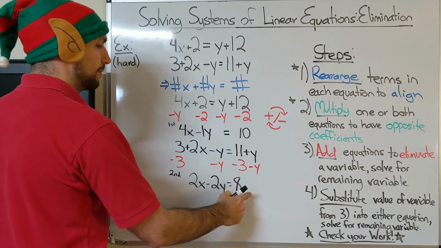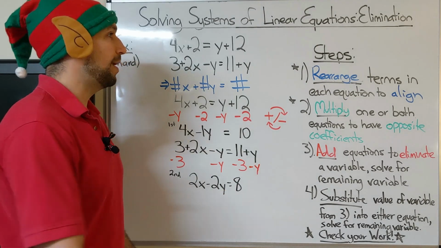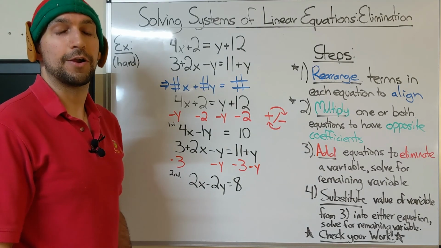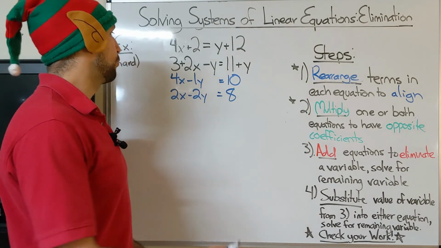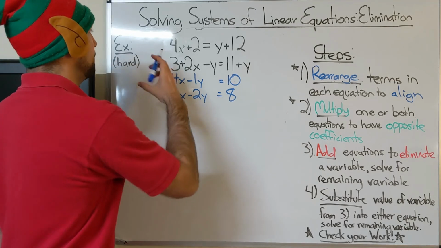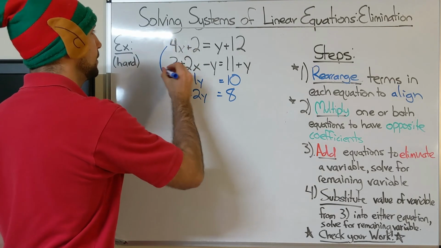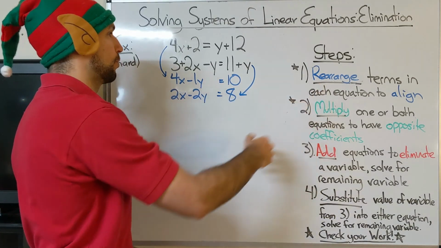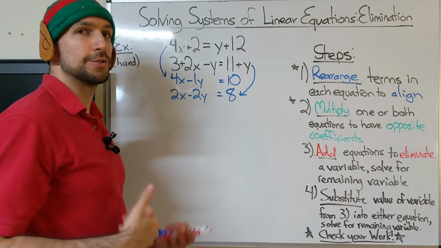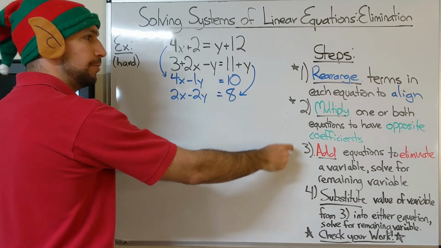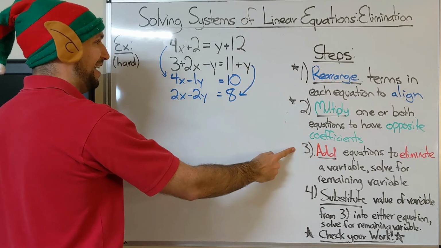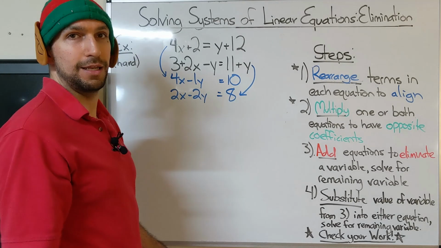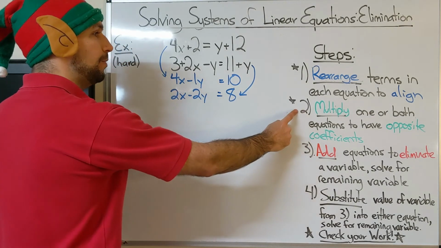So now we're ready to multiply, if we need to, in order to eliminate a variable when we add. So here I've rewritten my new forms of my first and second equation that are in the correct order. So the x's and y's and numbers all align. Now if I were to skip my multiply step and go straight to adding, you'd see that I'd end up with 6 x's and negative 3 y's, not eliminating a variable. So we do need to do step 2.